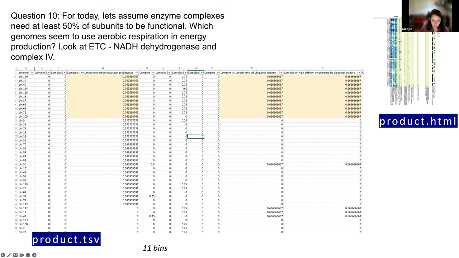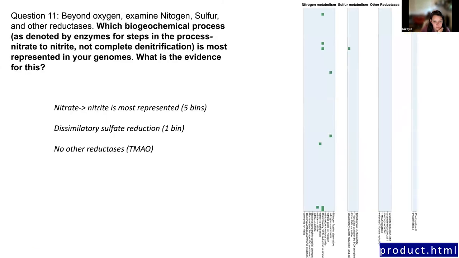That's shown here with more than 50% of the NADH dehydrogenase and more than 50% of one of the cytochrome oxidases. Rory, stop me if there are any questions.